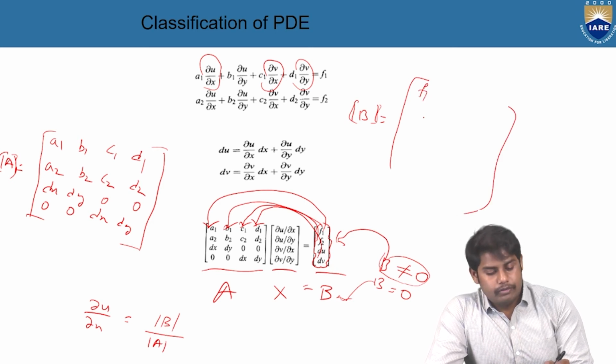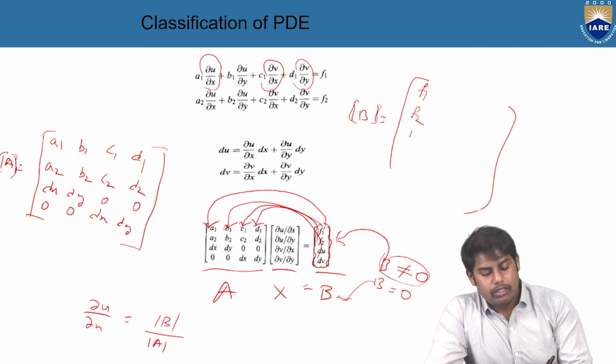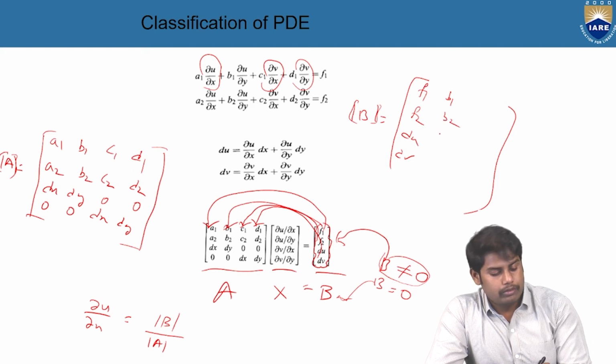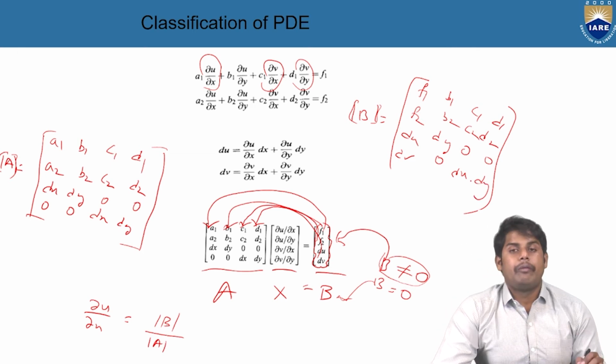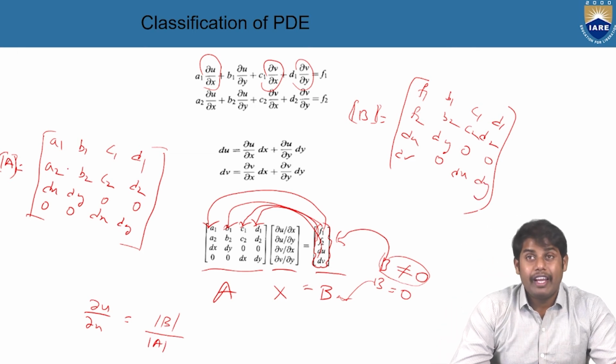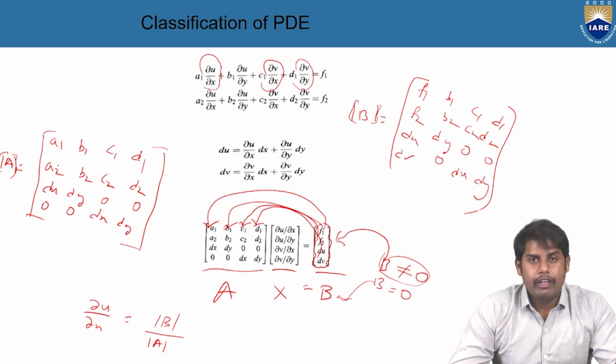That would be F1, F2, DU, DV, next B1, B2, dy 0. Okay, so C1, C2, 0, dx, same D1, B2, 0, dy. So this is the B matrix. So you can see the difference between the A and B matrix. So what is the difference we have?